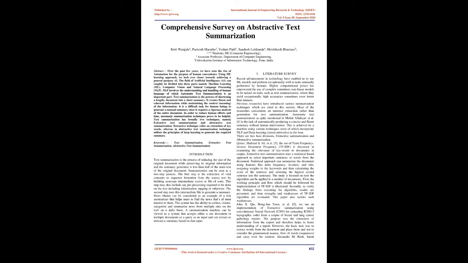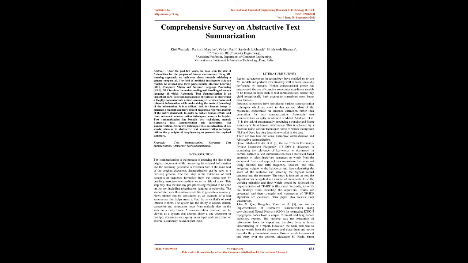It is a difficult task for human beings to generate a manual summary since it requires a rigorous analysis of the entire document. In order to reduce human effort and time, automatic summarization techniques prove to be helpful. Text summarization has broadly two techniques, namely extractive text summarization and abstractive text summarization. Extractive technique relies on extraction of keywords, whereas an abstractive text summarization technique utilizes the principles of deep learning to generate the required summary. Keywords: text summarization, extractive text summarization, abstractive text summarization.